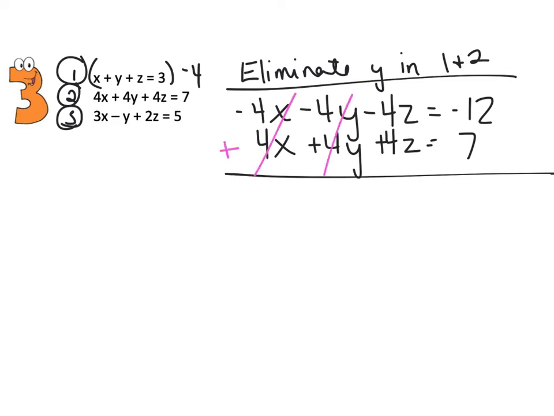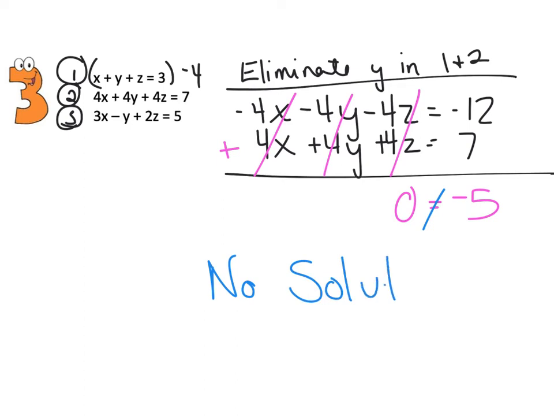Eliminated, eliminated, eliminated. Awesome. So I have 0 on the left equals -5. Double check, make sure you didn't mess up, but this is a nonsensical statement. So this is a solution where there is none. There is no point where all 3 lines intersect.